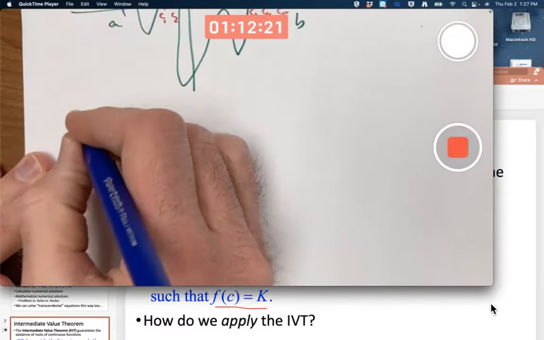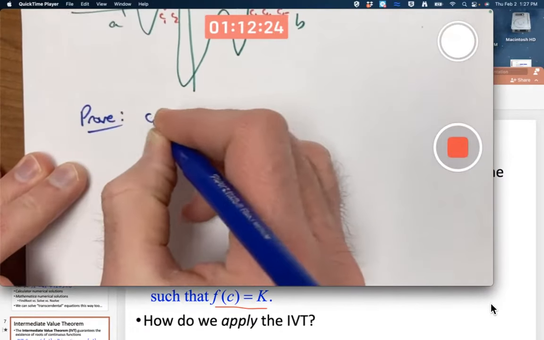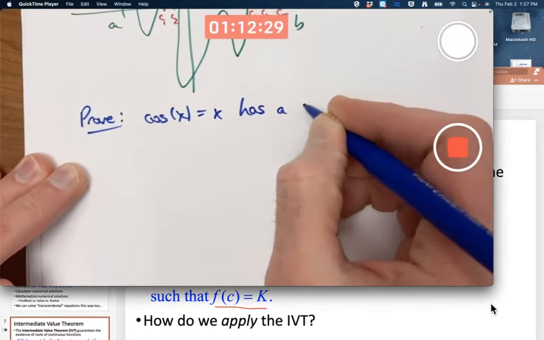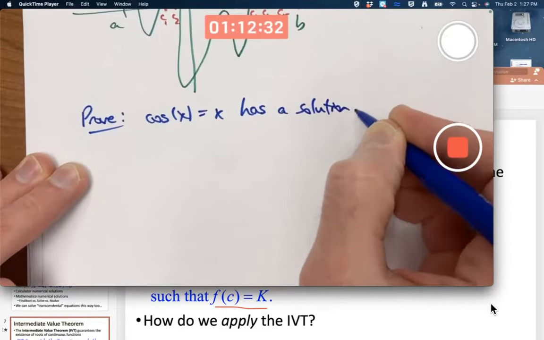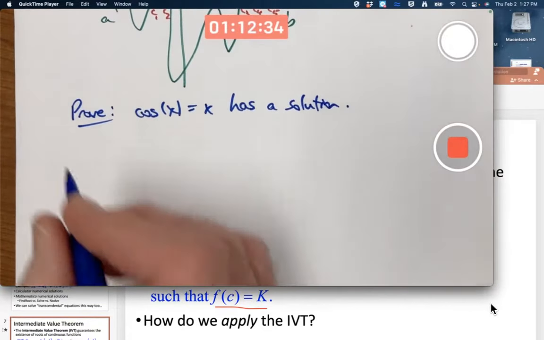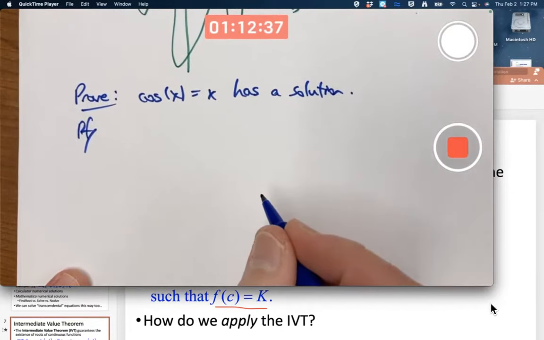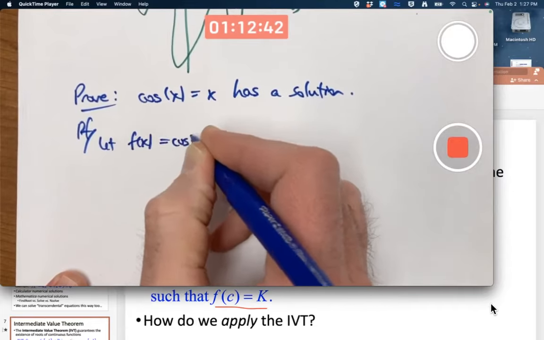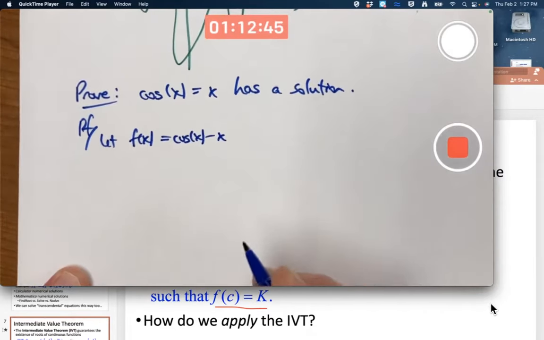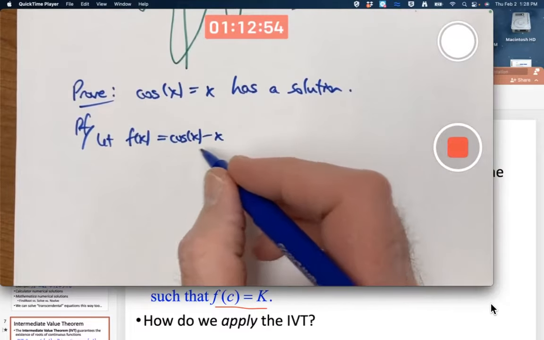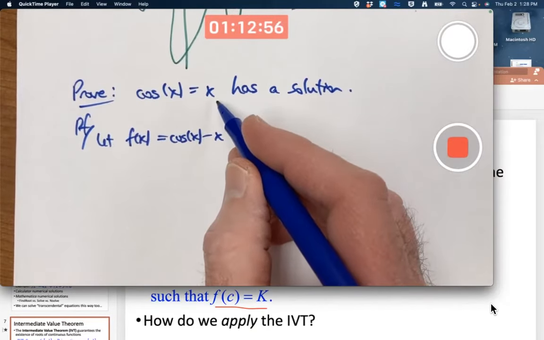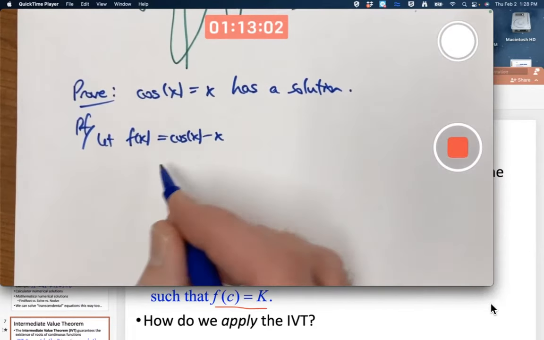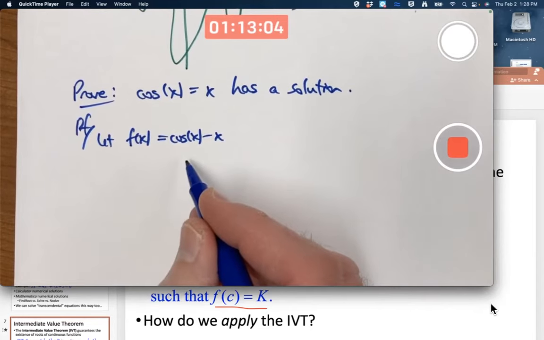Prove this equation, cosine of x equals x, has a solution. We saw Mathematica say it's about 0.7 something. Proof. Let f of x equal cosine of x minus x. Why am I doing cosine of x minus x? Where this equals 0 is going to be where that has a solution, right? This having a solution, a value of x where these are equal, is the same as this function having a root, f of x equals 0.